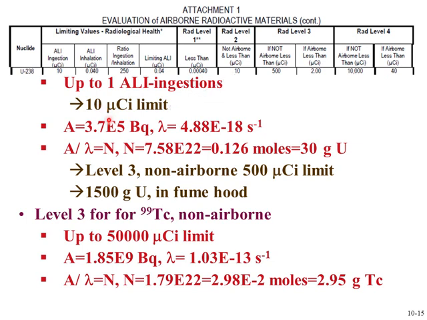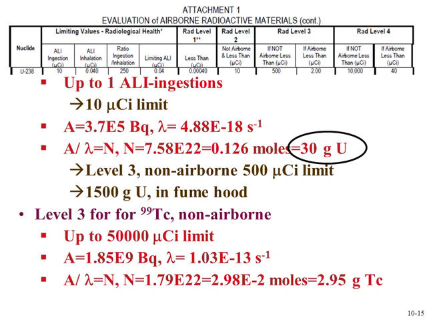So I take 10 microcuries and convert that to becquerel. I get my decay constant for uranium-238 and solve this equation. I see that 10 microcuries is 7.6 times 10 to the 22 atoms of uranium-238. That is 0.126 moles, and that winds up being about 30 grams of uranium-238. So if I had 30 grams of uranium-238 in solution, I would be at one ALI, so I could work with this on the benchtop.